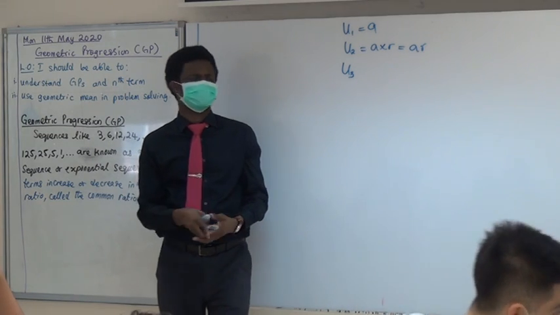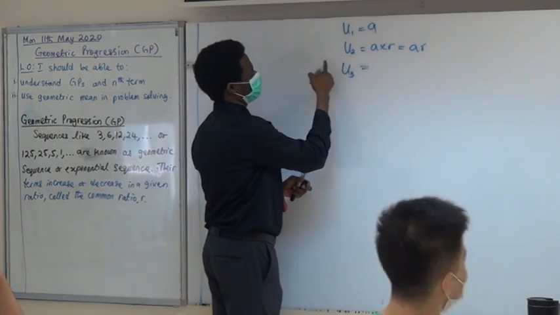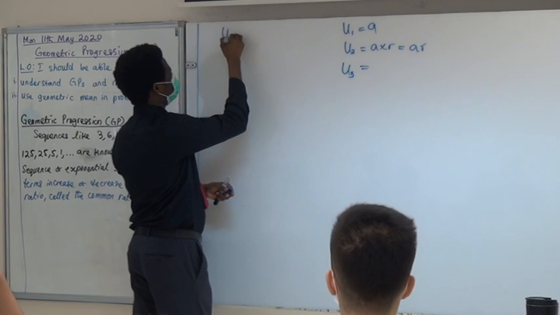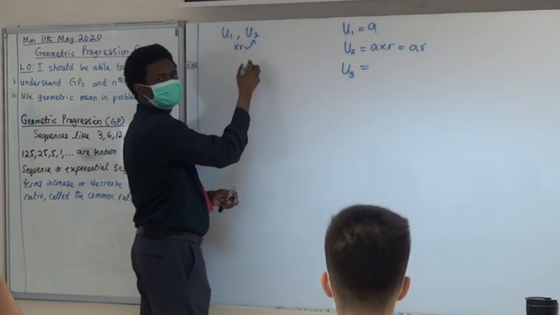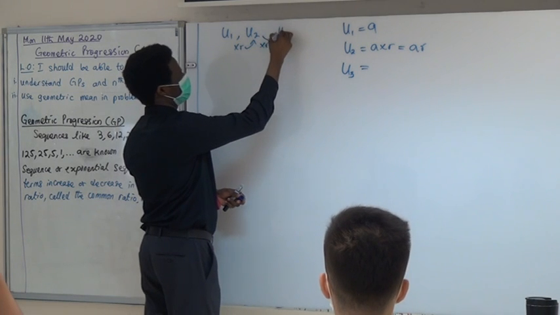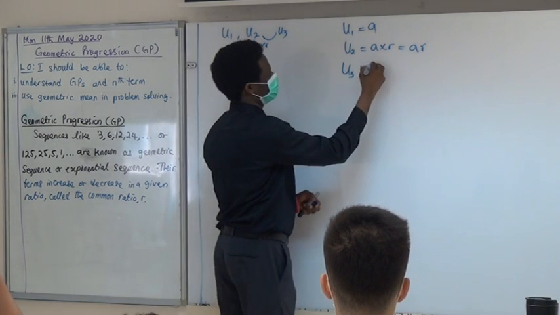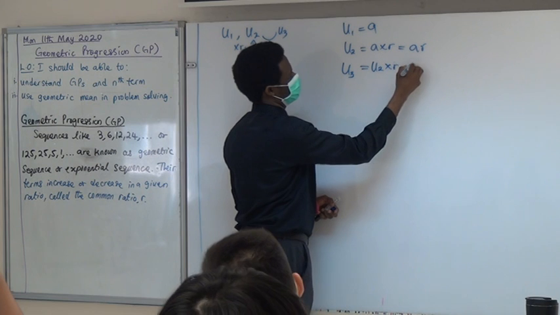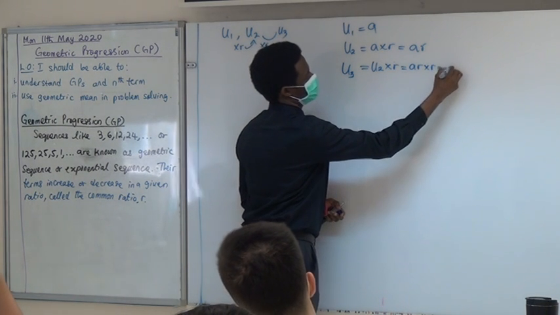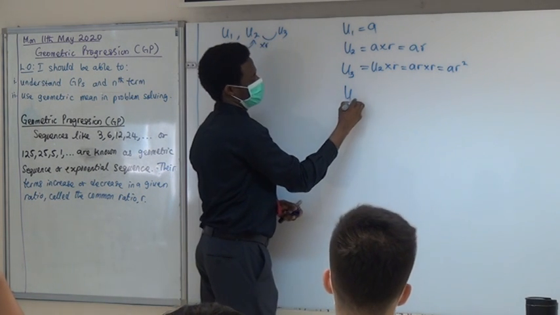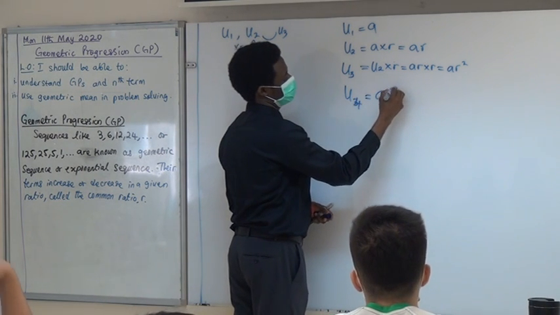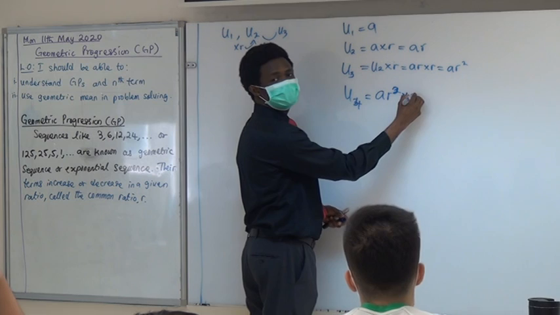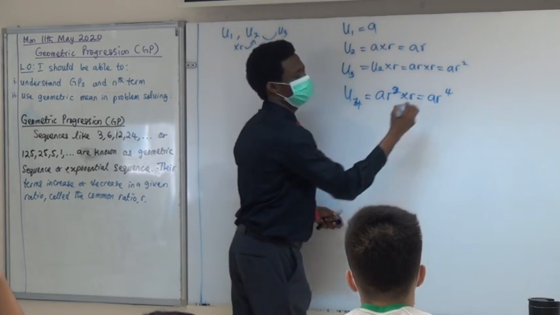Does that make sense? So basically, U1 is the first term, U2 is the second term. What happens here is times R to get this, times R to get the next one. So this will be U2 times R. This will be AR times R, and that is AR squared. Similarly, the fourth term will be the third times R, which is AR to the power 4.